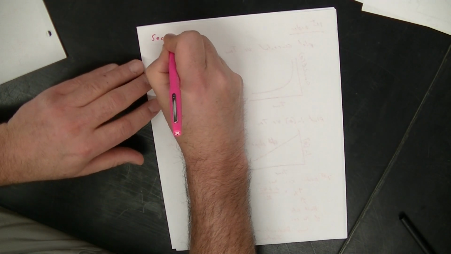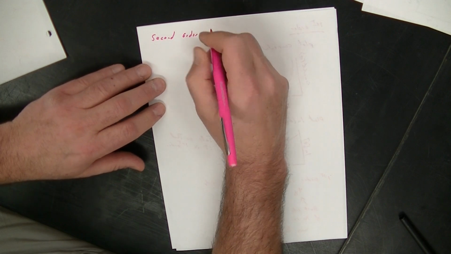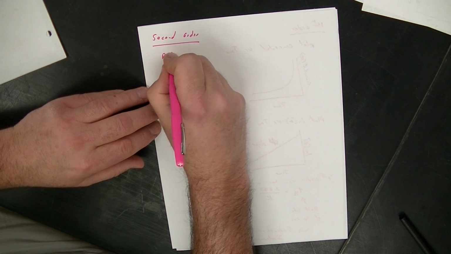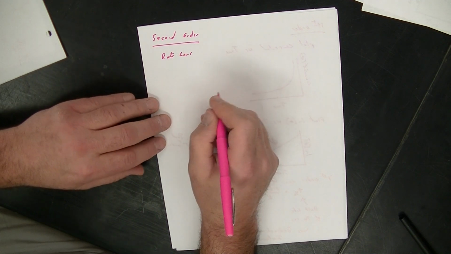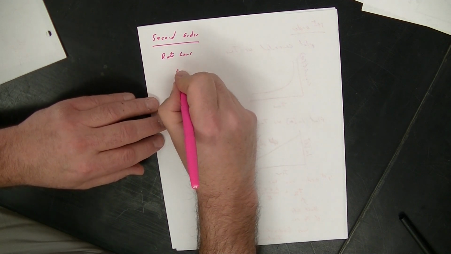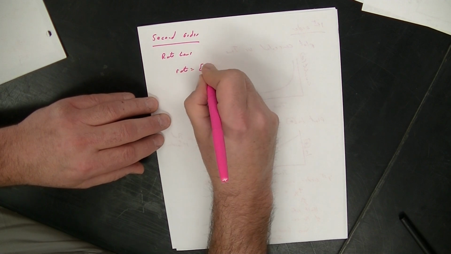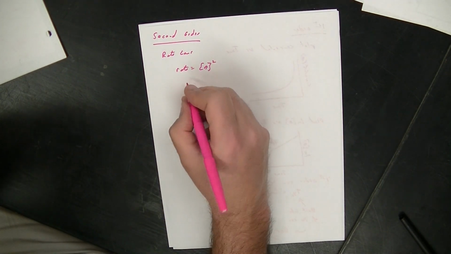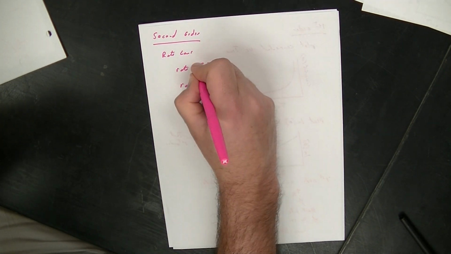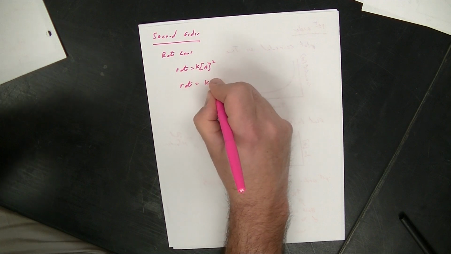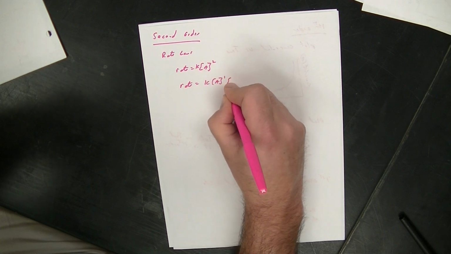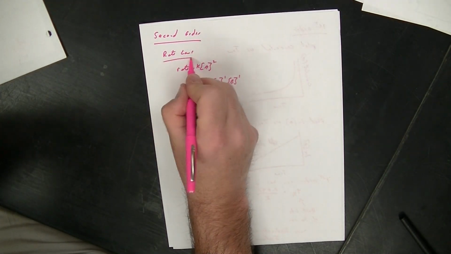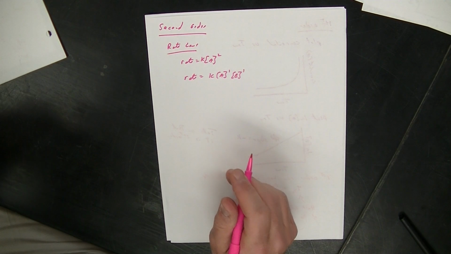So let's talk about our differential rate laws. We could get them a couple different ways. Normally, you might see it this way: rate equals K times the concentration of A squared. That would be second order. Or we could have rate equals K times A1 times B1. That would be second order. So these are our differential rate laws that you could see.